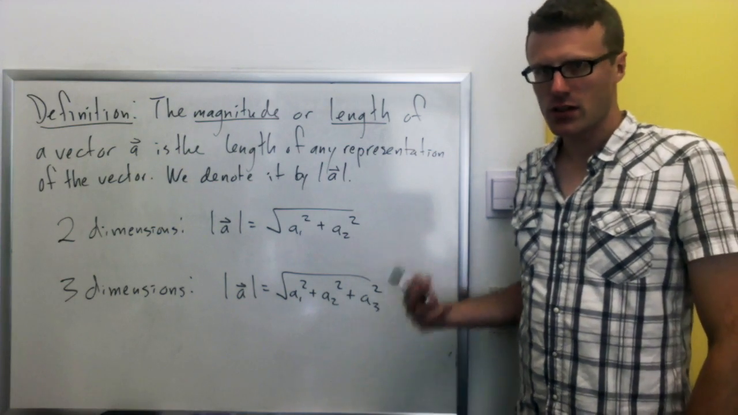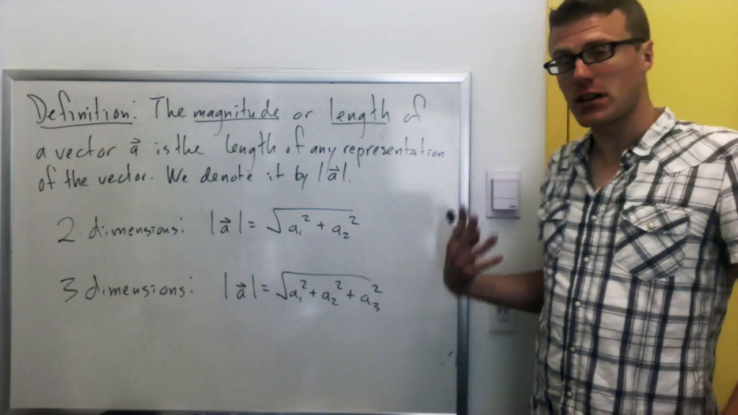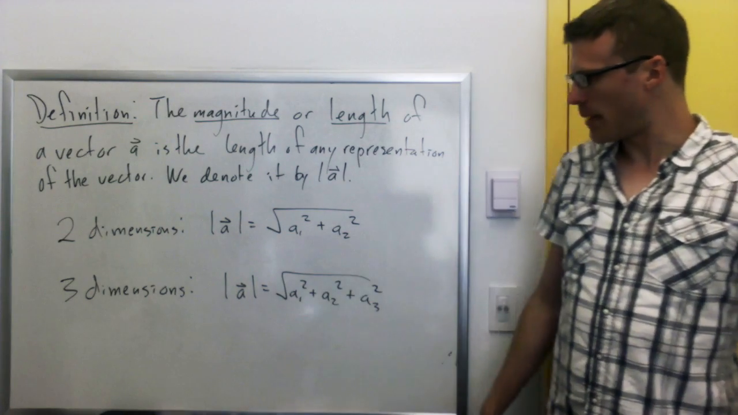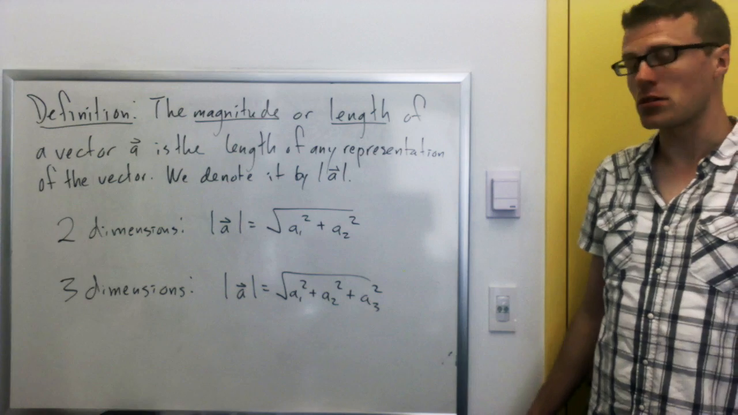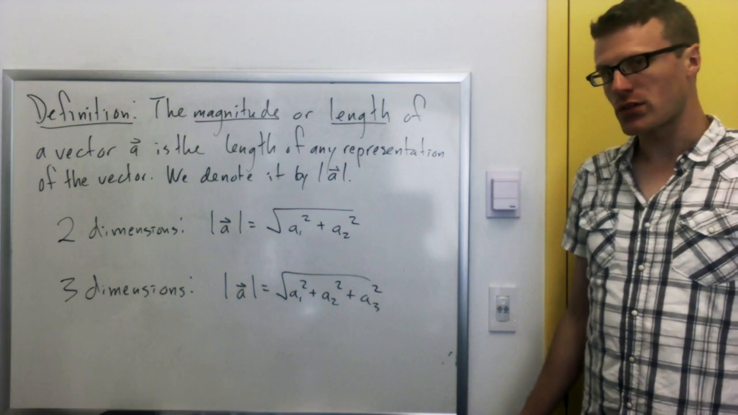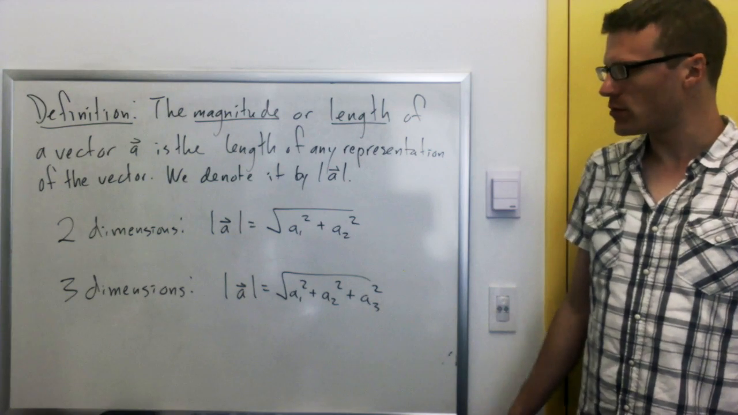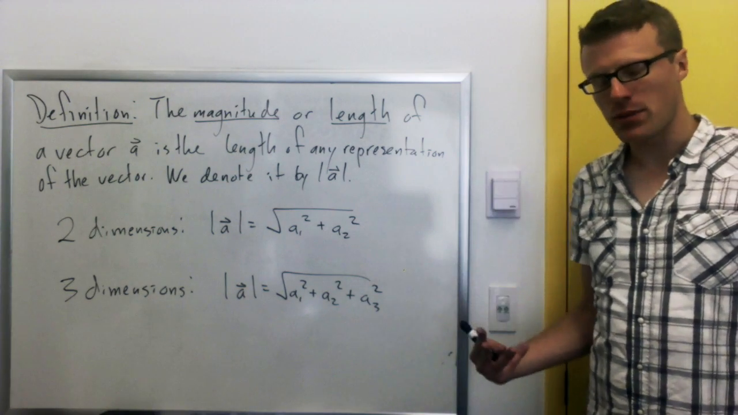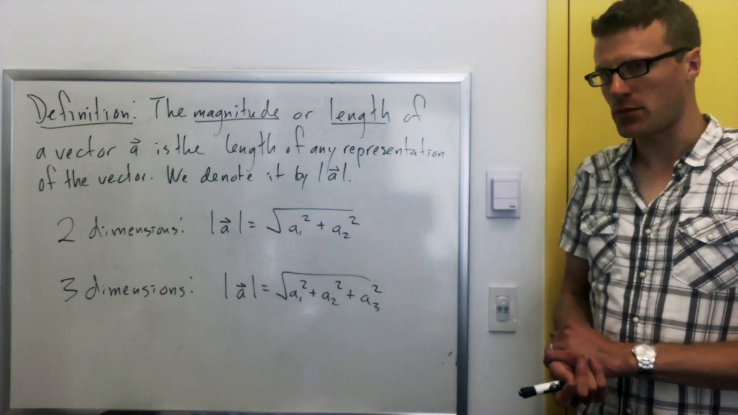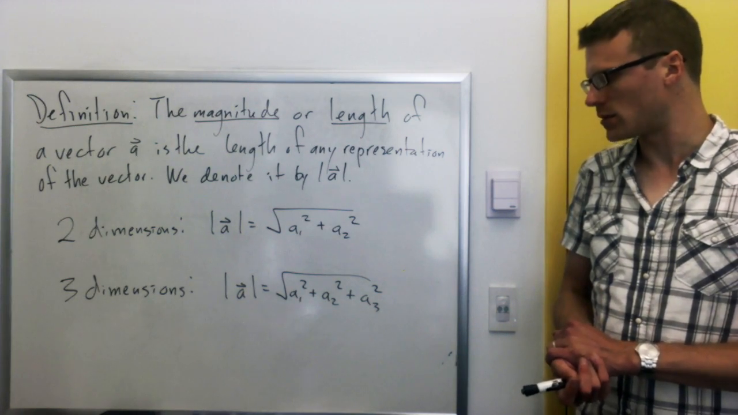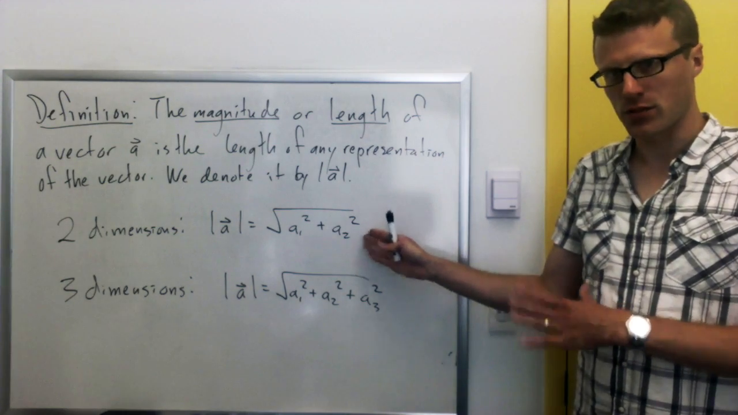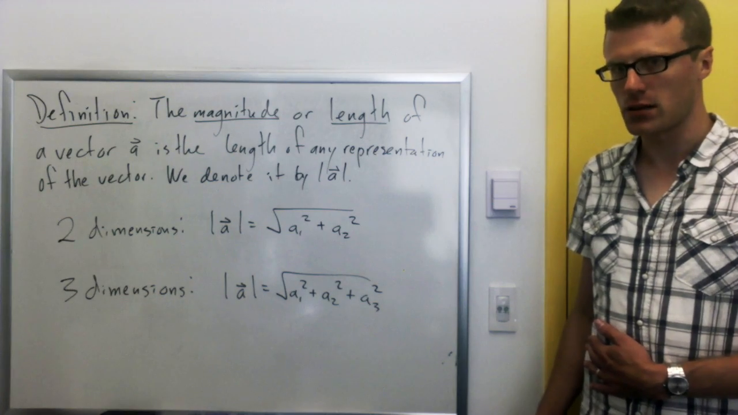In 3 dimensions, it's really not that much different. We get that the length or magnitude of A is the square root of A1 squared plus A2 squared plus A3 squared. Where does this come from? This comes from basically applying the Pythagorean theorem twice. If you'd like to see it, I'd be more than happy to show you in class, but I'm not going to do it up here. Just note that this really looks very, very similar to what we have going on up here.